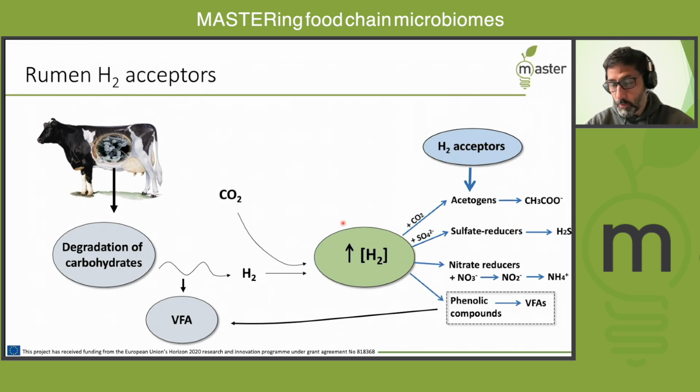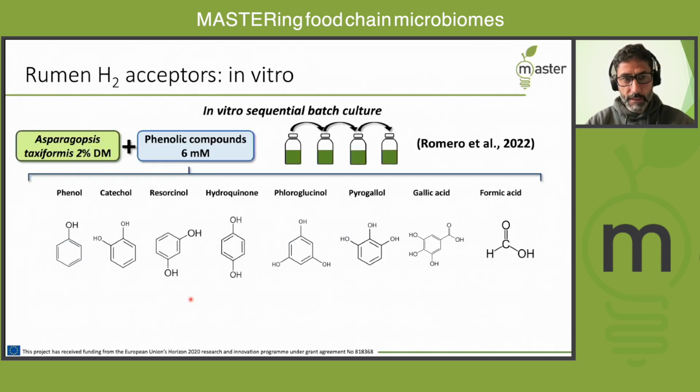We are proposing a different strategy using different phenolic compounds that are present in plant materials, that when they are degraded in the rumen, produce volatile fatty acids that can further contribute to the energy production for the animal. So to test this hypothesis, we ran a set of in vitro trials combining a potent methane inhibitor like Asparagopsis taxiformis, a red algae, with a range of different phenolic compounds, as you can see here, to see what the effect was on rumen fermentation.